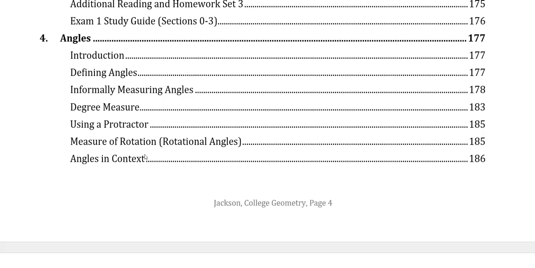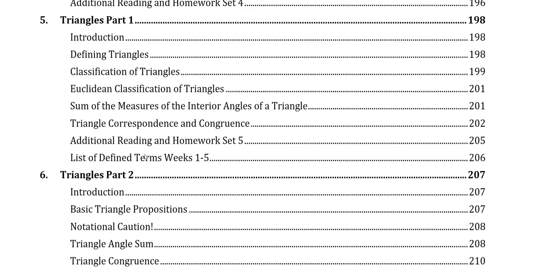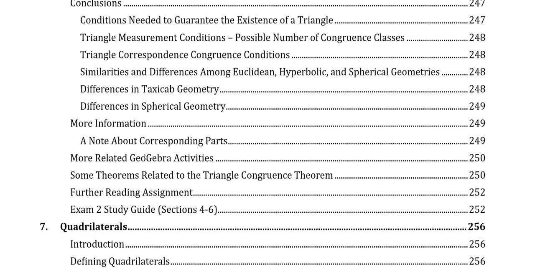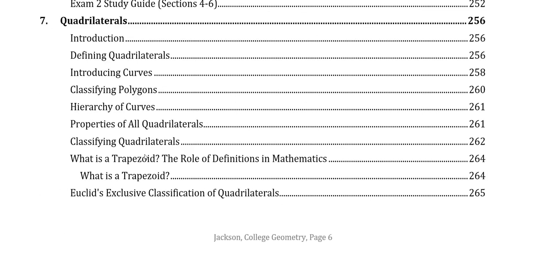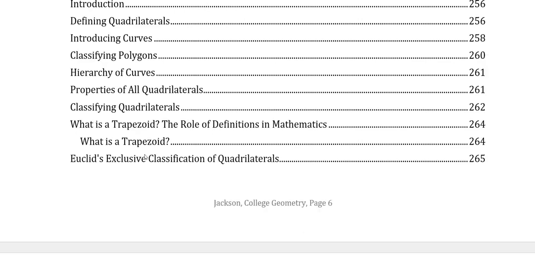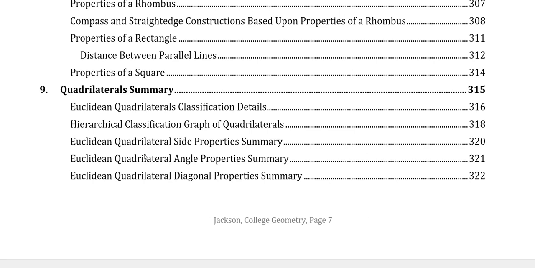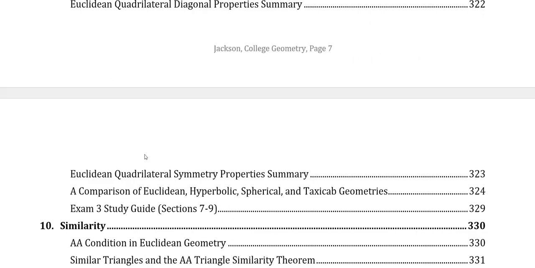Week 4, we'll be talking about angles. Week 5 and 6, we'll be talking about triangles, introducing triangles, classifying them, and then triangle congruence properties, which is a big heart of geometry. Quadrilaterals will be the topic for week 7. Week 8 is more quadrilaterals and parallel lines. And we'll summarize quadrilaterals in week 9. So this work with triangles and quadrilaterals and multiple geometries is going to be, in some ways, a lot of the meat of the course, right in the middle.